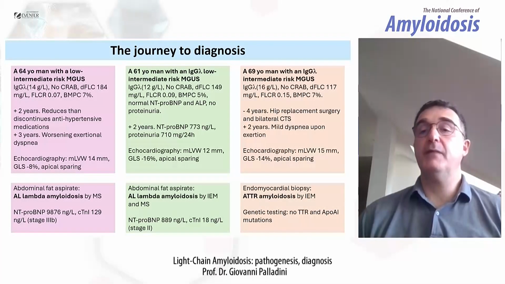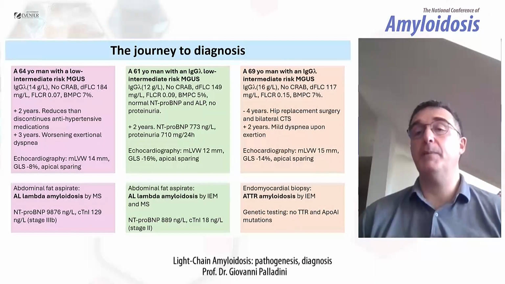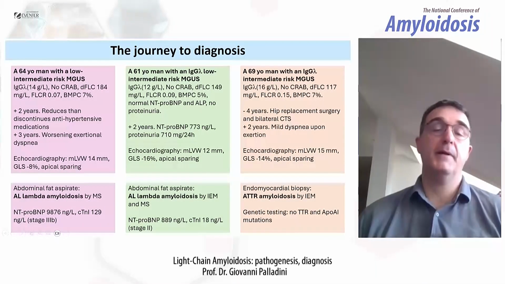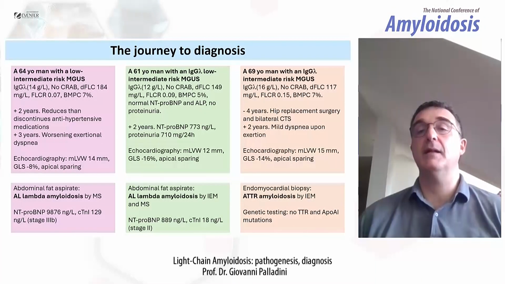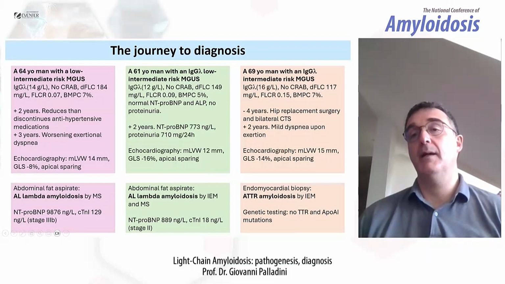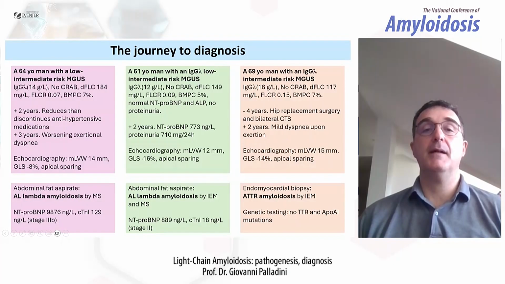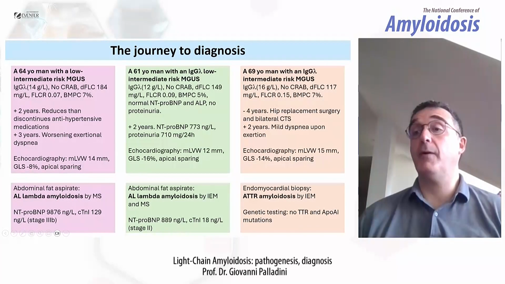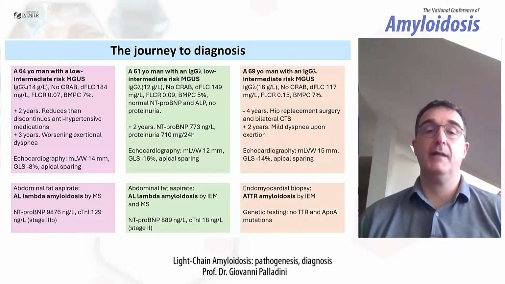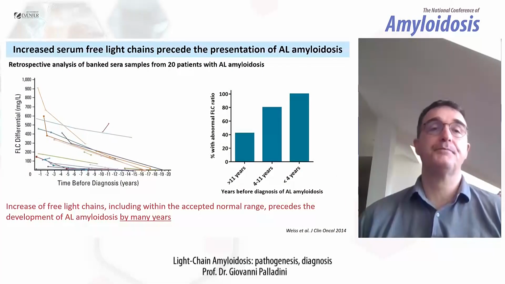In the third patient, abdominal fat was negative, and the patient was diagnosed on an endomyocardial biopsy with ATTR amyloidosis. Genetic testing was negative, so the final diagnosis was ATTR wild-type amyloidosis. So 3 different presentations, 3 different journeys to diagnosis, and 2 different diagnoses in patients who started with a monoclonal gammopathy. And the first patient was diagnosed late. So again, the disease needs to be diagnosed early and accurately, as you can see, because there are confounding factors.